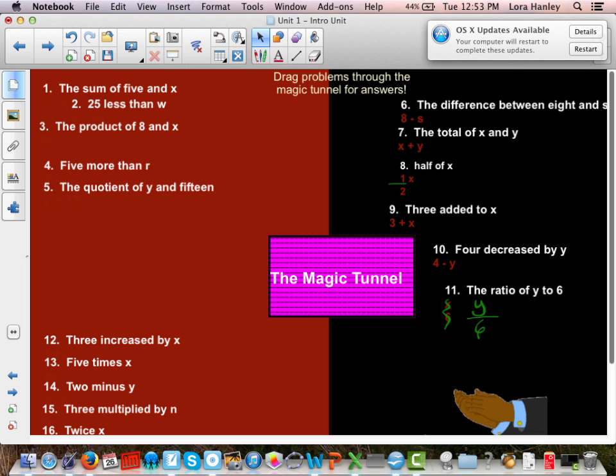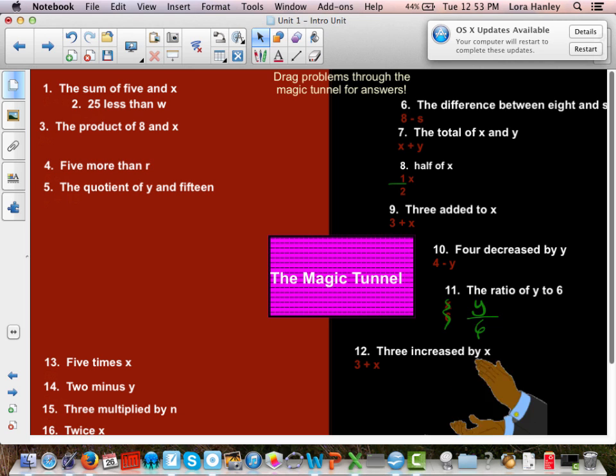3 increased by x. 3 plus x. 5 times x, just 5 times x like it sounds. 2 minus y, just like it sounds. 3 multiplied by n, just like it sounds. Twice x is going to be 2 times x. Those are some other words you can add into the multiplication box. Twice, triple, quadruple, those all mean to multiply. Good job.